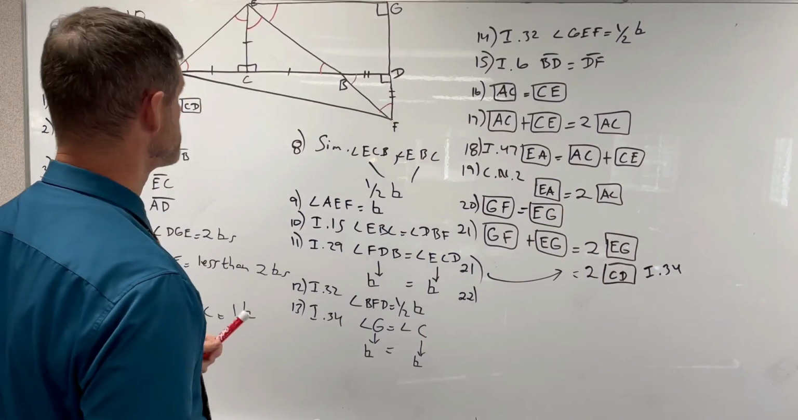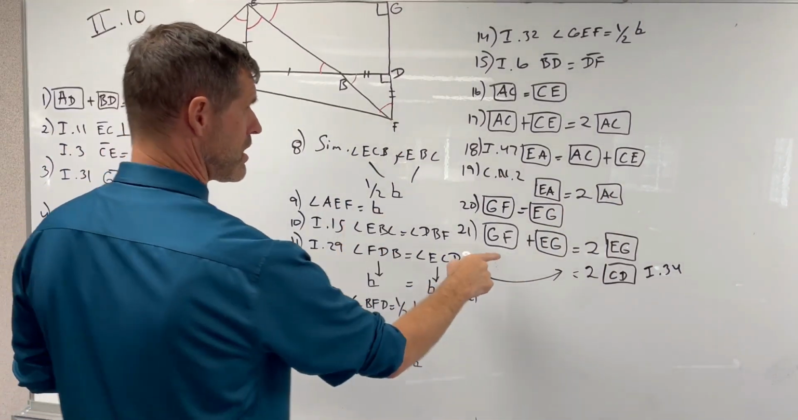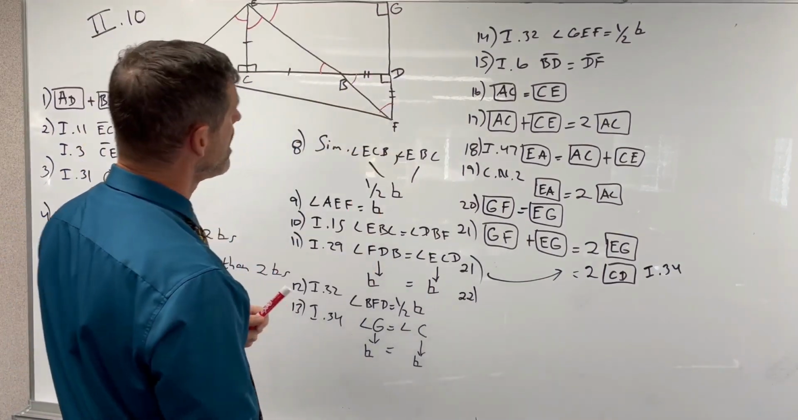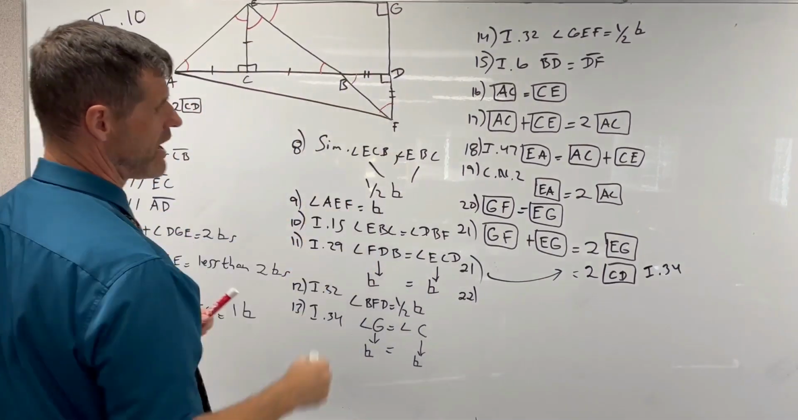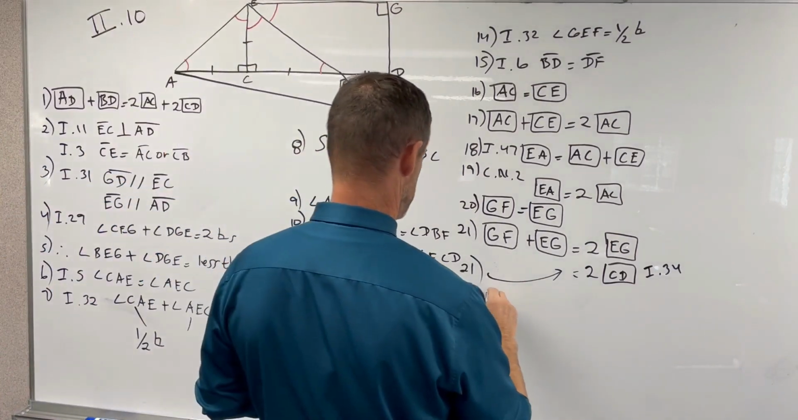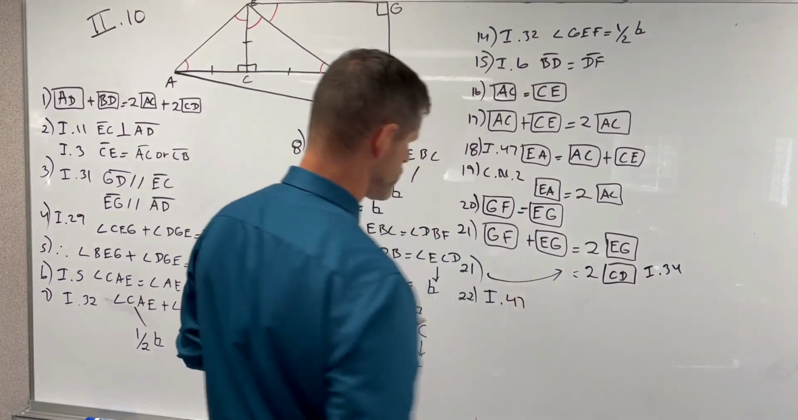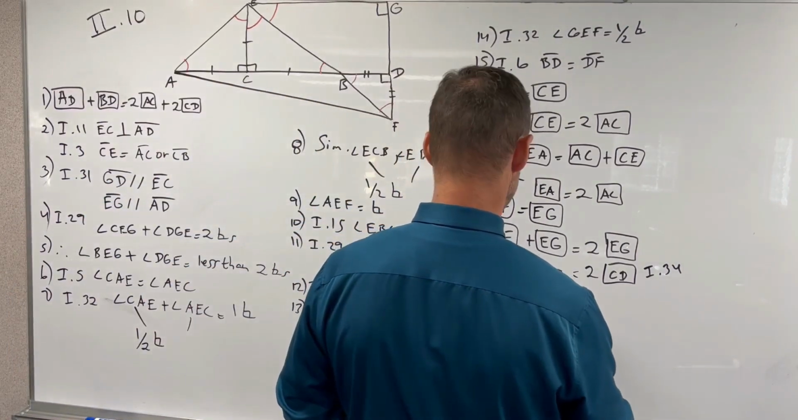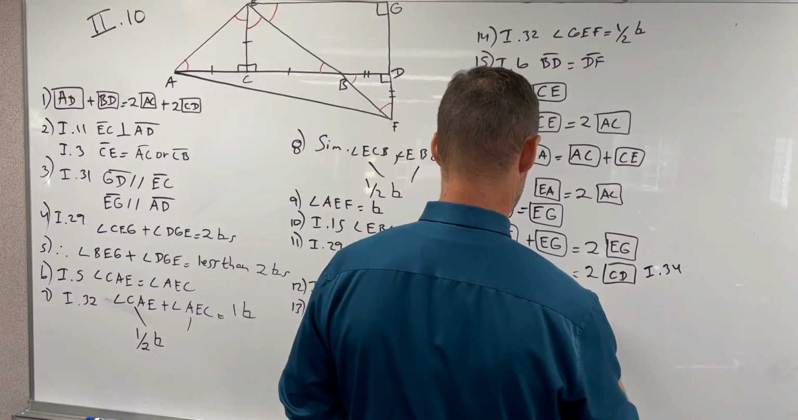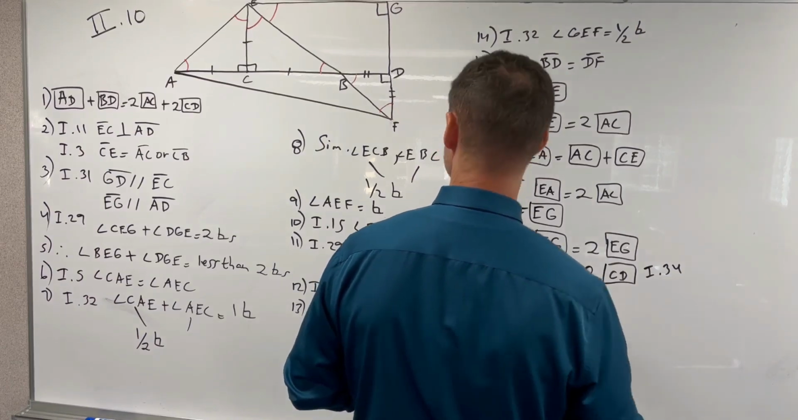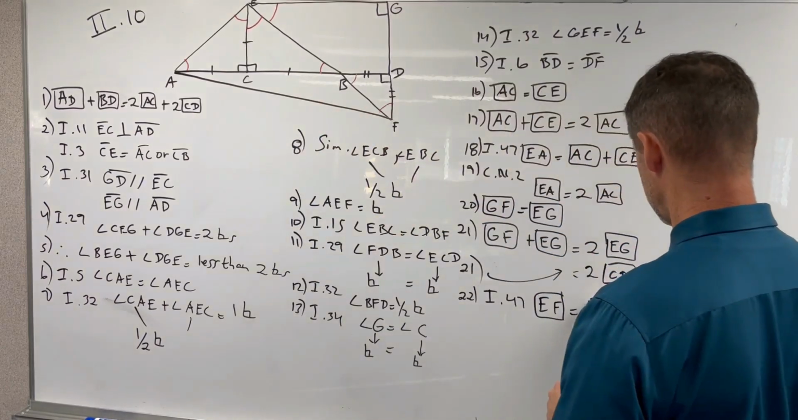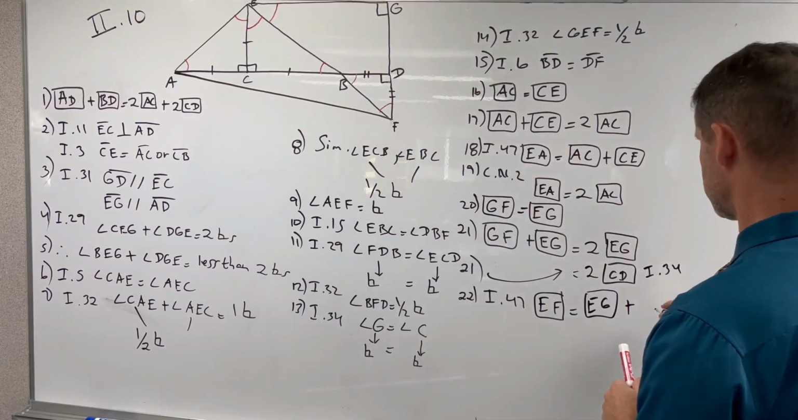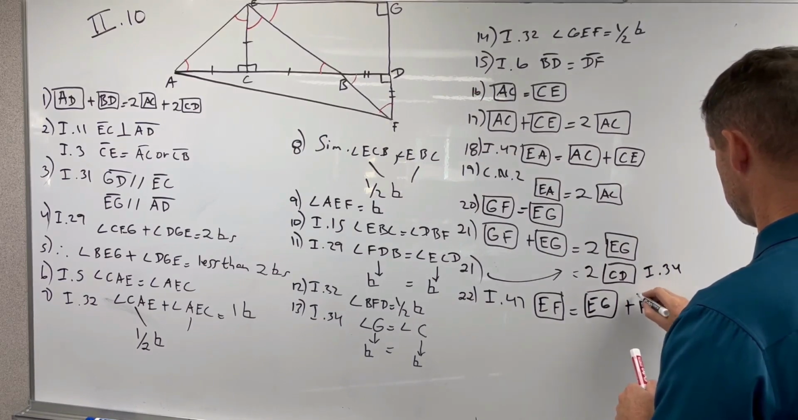Oh, wait, I skipped a step. We know that the squares on EG and GF are equal to the square on EF, and that's by Proposition 47. So Proposition 47 says that EF squared is equal to EG squared plus FG squared.